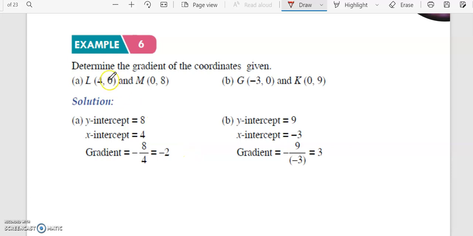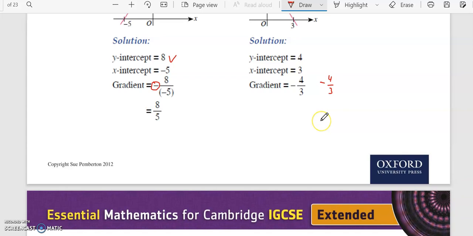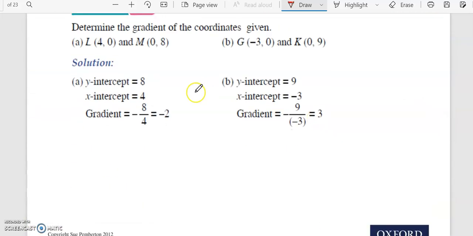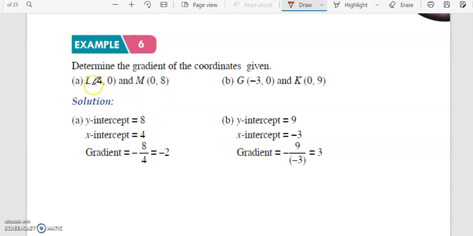Okay, so we go to the second part. We continue with the formula gradient that equals negative y-intercept over x-intercept. For this one, given that L is (4, 0) and M is (0, 8). As we can see, the coordinates of the points are given here.